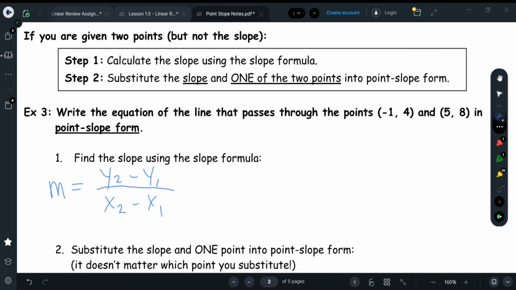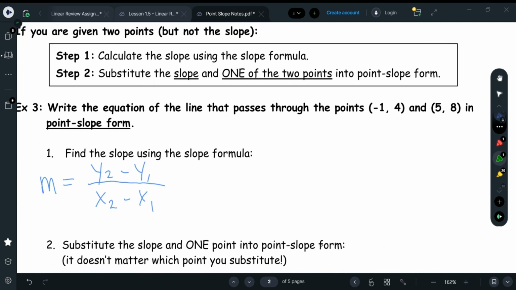Okay, and over here we have our points, and it doesn't matter which one you call point number 1 or point number 2. I'll call this point 1. So this is going to be my x1. This is my y1. And then I'll call this point number 2. So this is x2, y2. Let me go ahead and plug these in to the slope formula. Let me set this up. On the top, y2 minus y1. On the bottom, x2 minus x1.